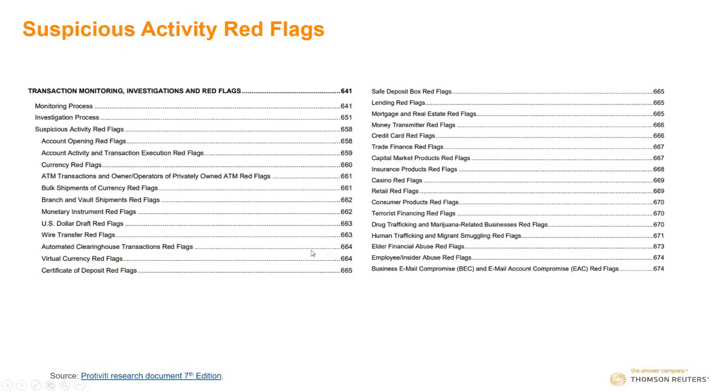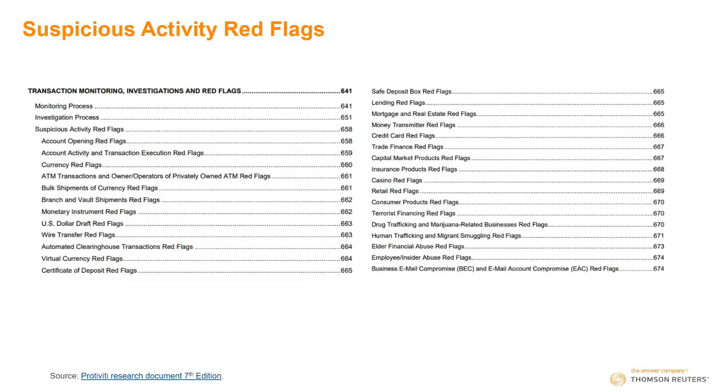Now, all of you would be saying, okay, well, I'm in an MSB, I'm in a bank, I'm in a casino, or I'm in the retail business. How do I figure out what I should be monitoring?